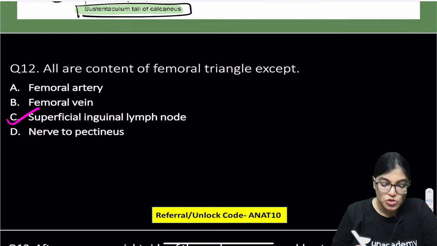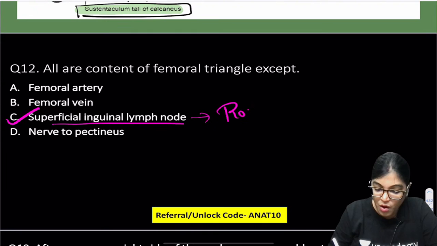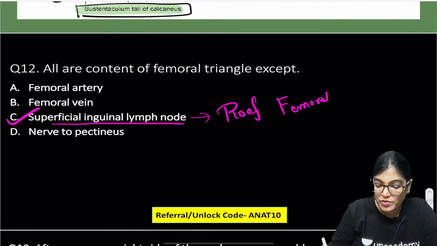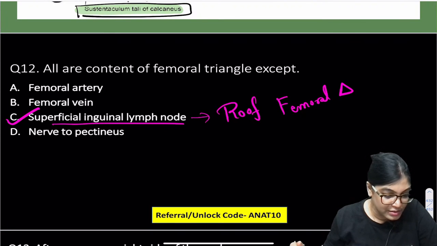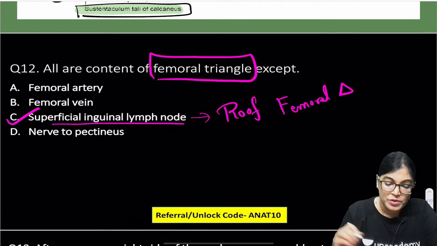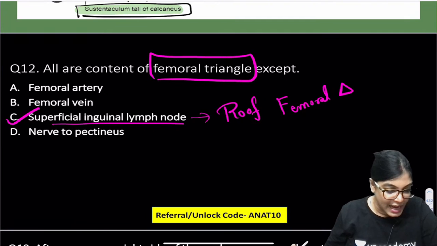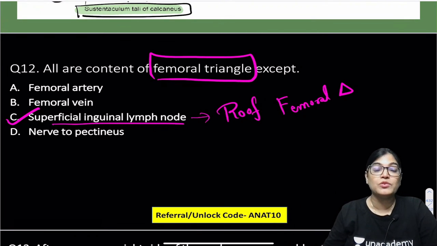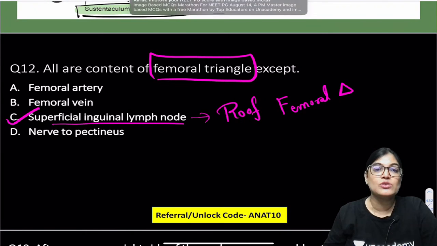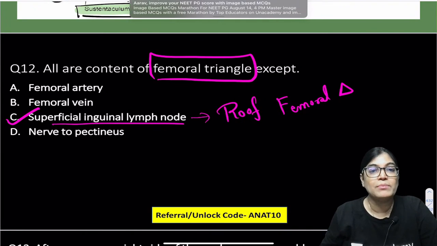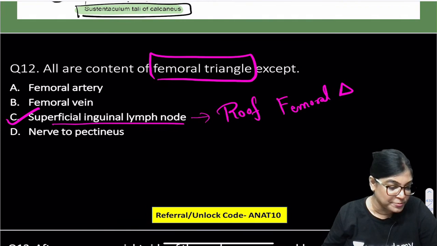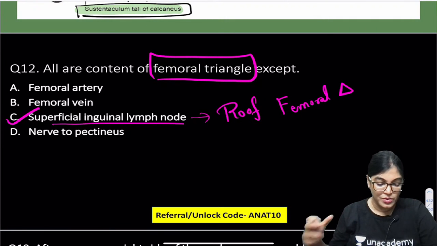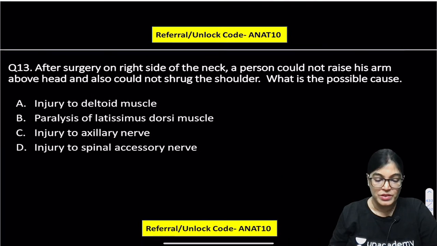All other options. So the superficial inguinal lymph node is present in the roof of the femoral triangle, and the deep inguinal one is inside. This was asked in a previous year. Yes, but the option is femoral triangle. So femoral triangle is correct. Nerve to pectineus, Sarans. Yes. Femoral triangle is correct because the nerve to pectineus is given off below the trunk, so it is lying in the triangle. So only option C is the correct answer. Got it everyone? Yes, Sri Rangaraj, right. Everyone right, Harini now. So nerve to pectineus is a content but not the superficial inguinal lymph node.